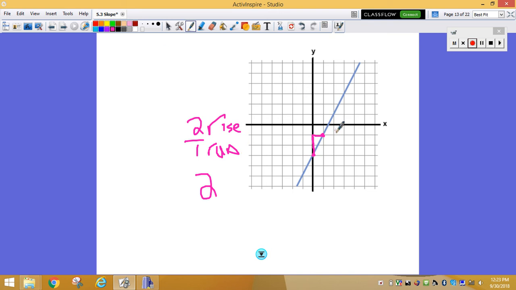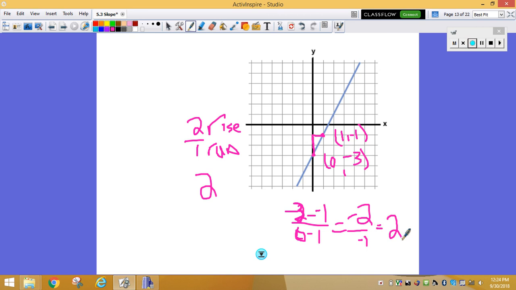I'm going to go ahead and prove it. This ordered pair was at 1, negative 1. This ordered pair was at 0, negative 3. So y2 minus y1 over x2 minus x1. On top I get negative 2. On bottom I get negative 1. Negative 2 divided by negative 1 is 2. So either way works. You can find points and do it that way, or do rise over run.